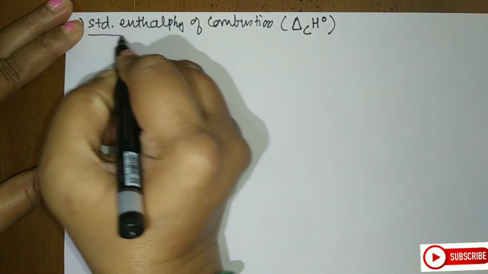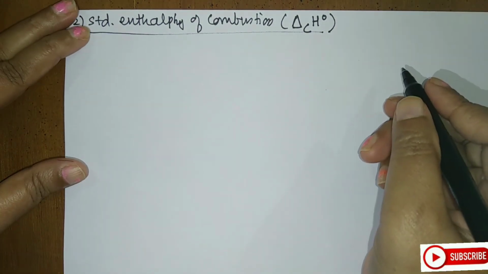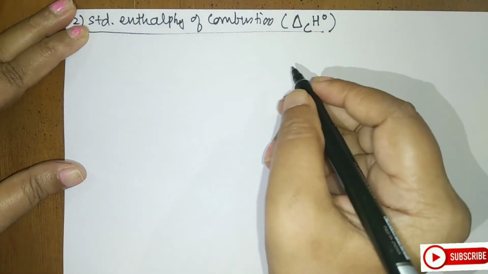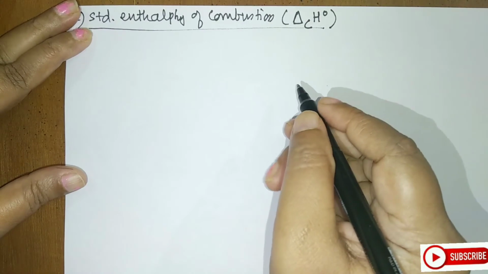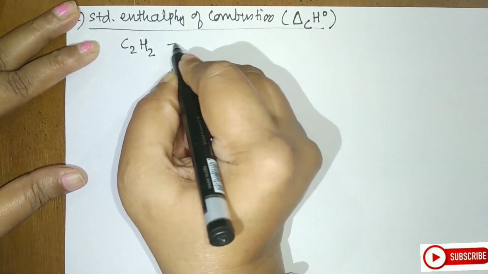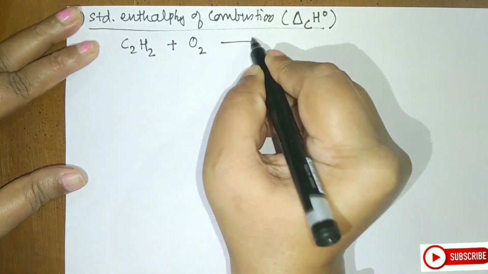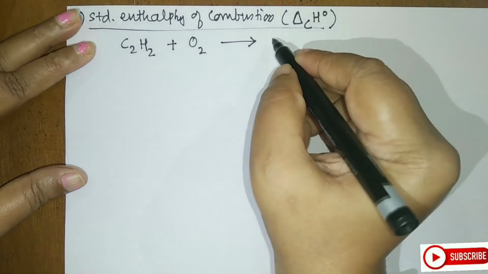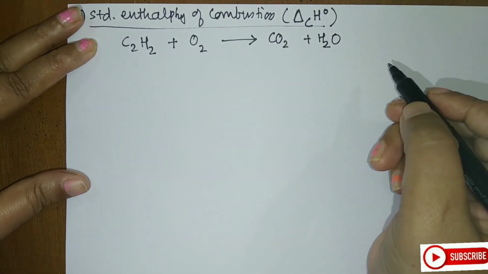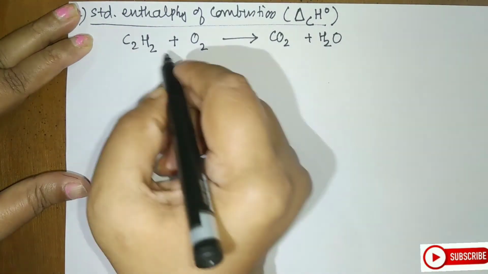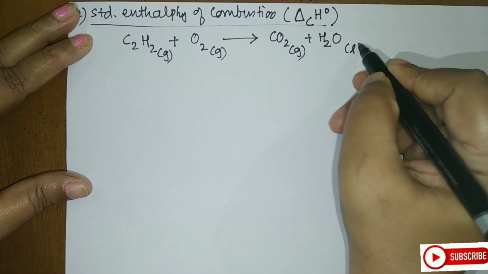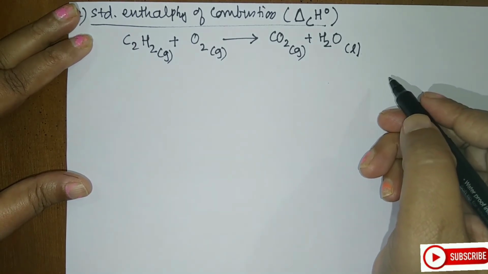Now, to understand this, I am taking an example of combustion of C2H2. So let us take that. That is your ethyne. So here C2H2, when I am combusting this, means I must add oxygen to this, and the combustion products of hydrocarbons are carbon dioxide and water. So this is the equation. Let us consider the physical states now. This is in the gaseous form, this is also in the gaseous form, and water will be in the liquid form. Now let us balance the equation.